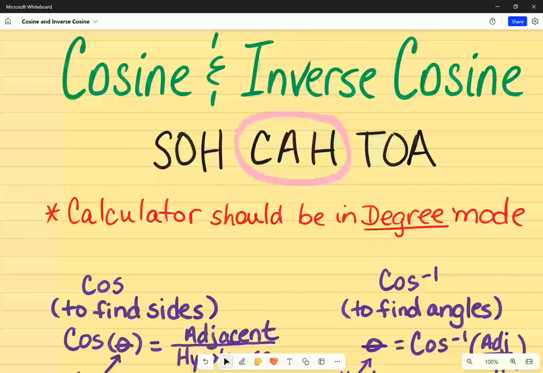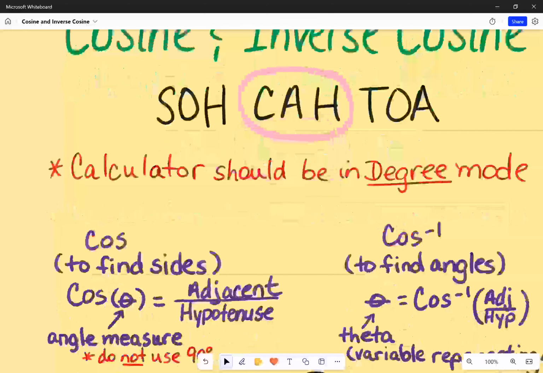Today I will discuss the trig ratio cosine and inverse cosine. So you've heard of the acronym SOHCAHTOA. C stands for cosine, A stands for adjacent, H stands for hypotenuse. First thing you want to do is change your calculator to be in degree mode.